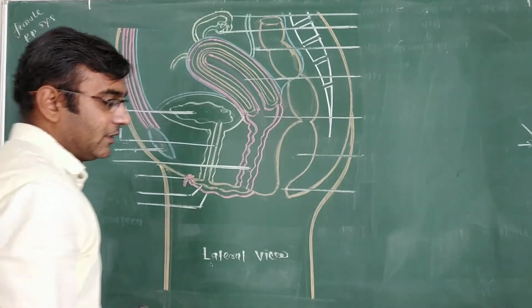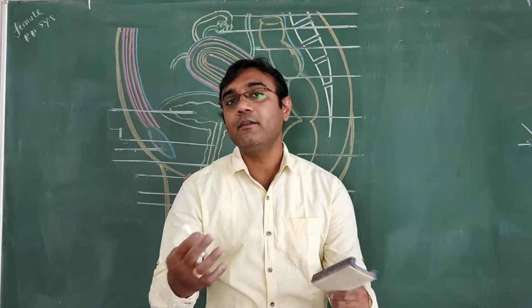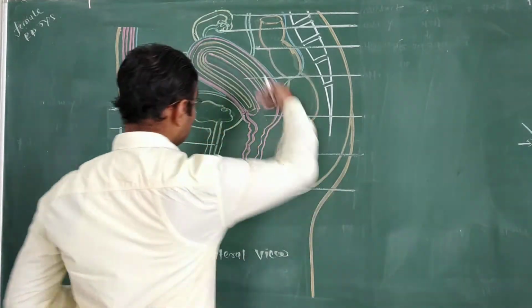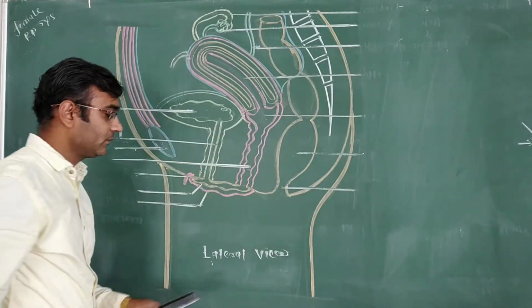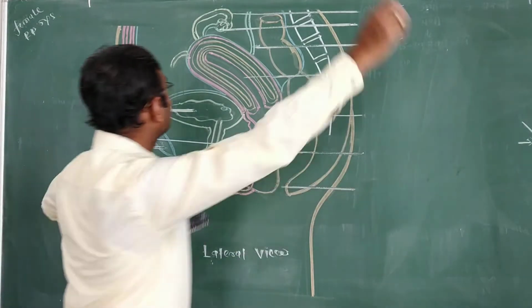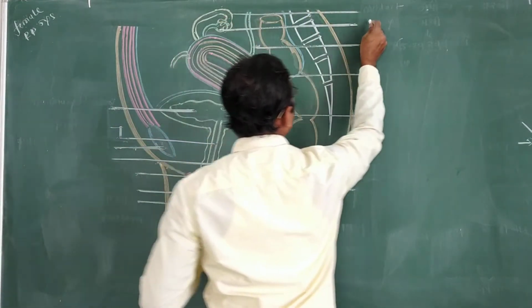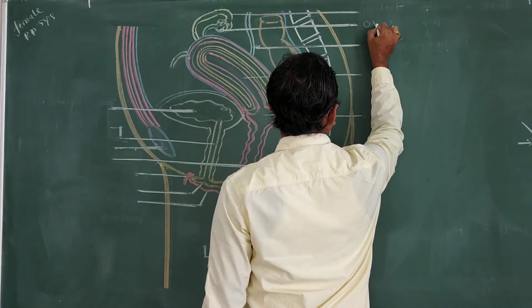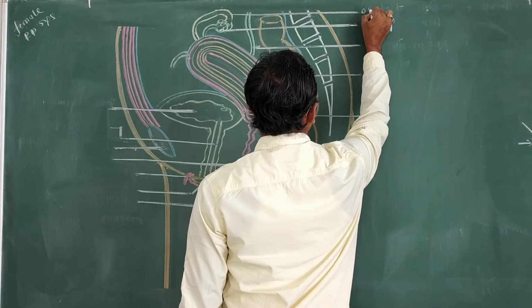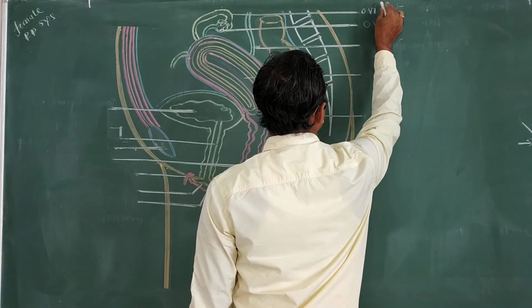In the last lecture, we completed the front view of the female reproductive system. Now this is the longitudinal section, so we can observe the lateral view. Within the lateral view, we can see the main reproductive organ, the ovary. Surrounding the ovary, what is the structure? The oviduct.